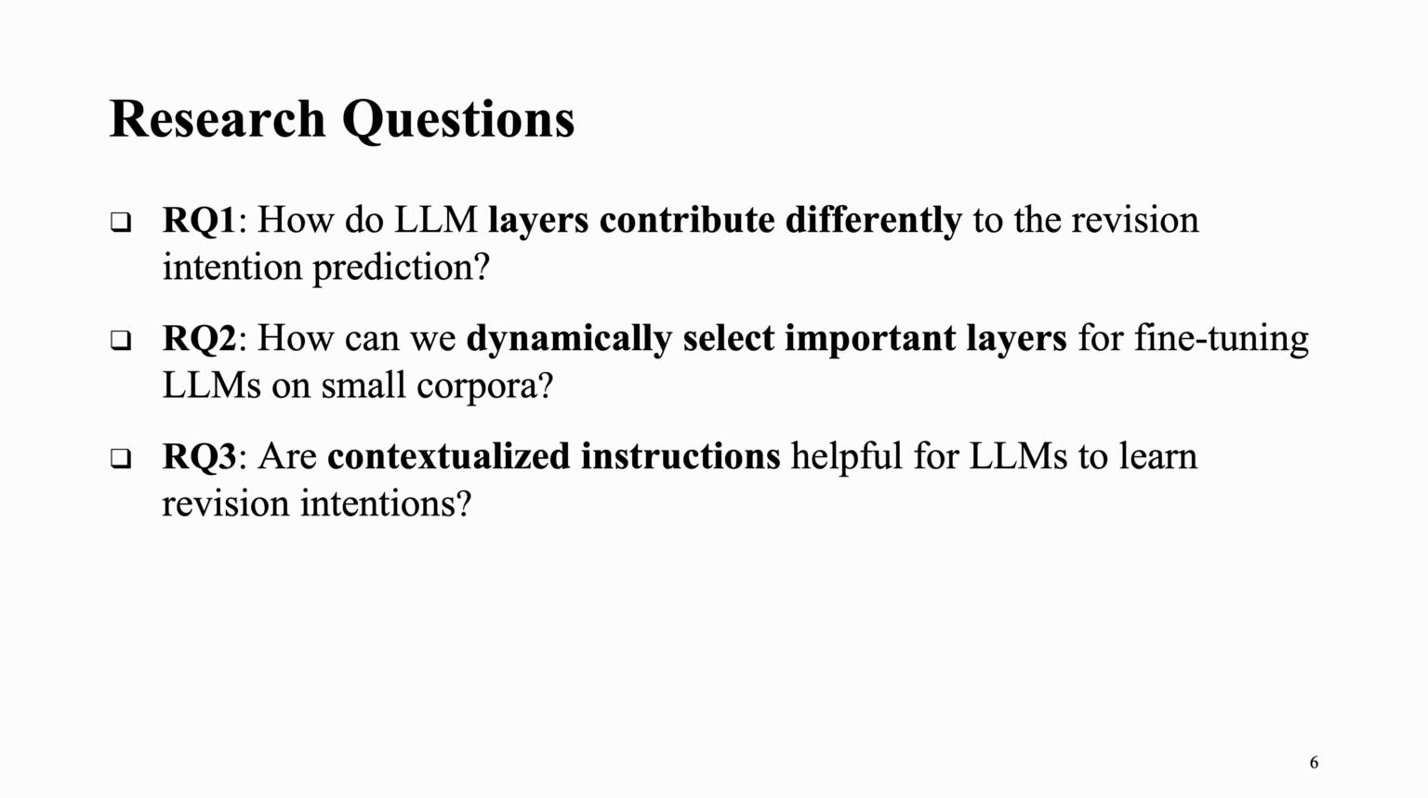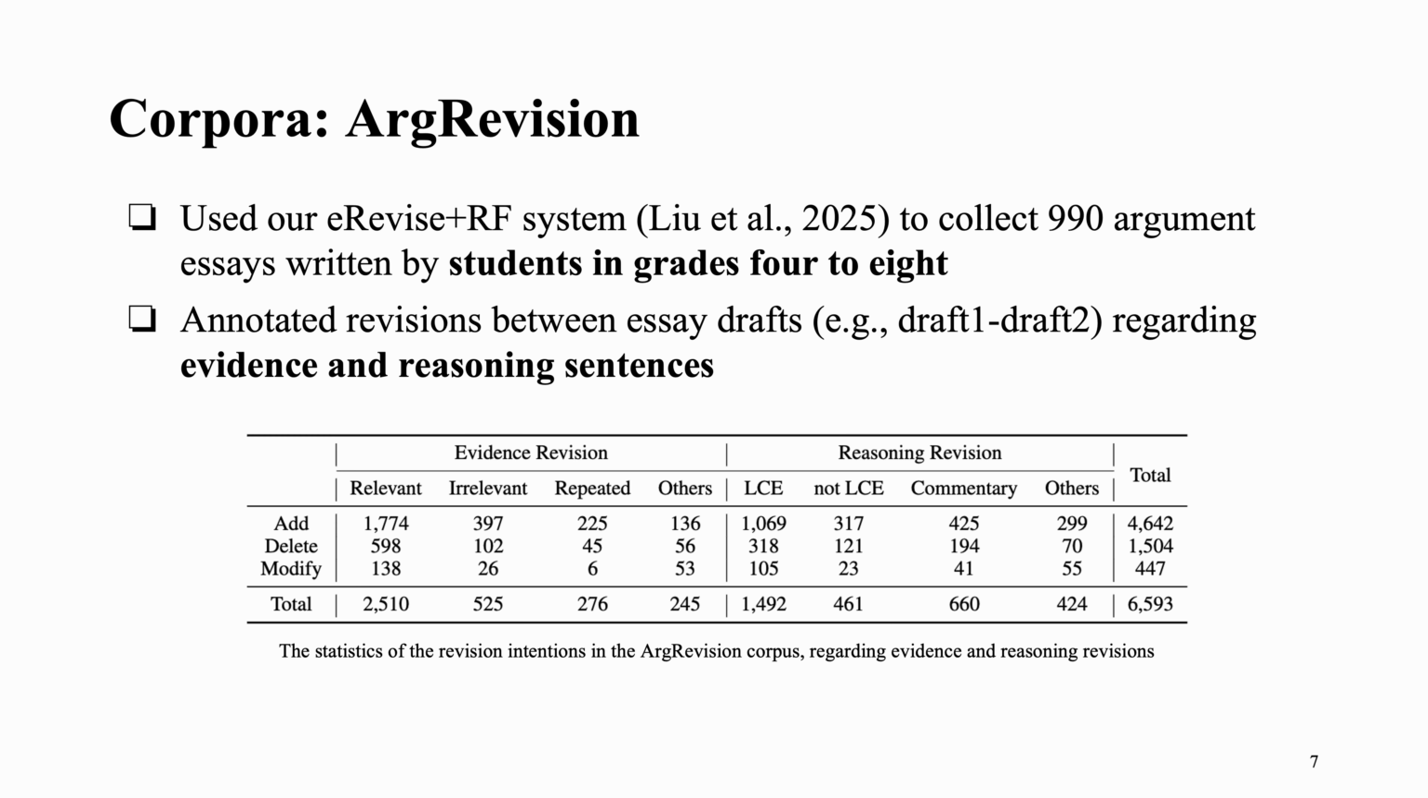To start, we curated an augmented revision corpus called ArgRevision. Specifically, we used our previously developed eRevise Plus RF system to collect 990 argument essays written by students in grades 4 to 8. And then we annotated revisions between essay drafts, for example, between draft 1 and draft 2, regarding evidence and reasoning sentences. The table below shows the statistically annotated intentions. The labels are skewed, like many relevant revisions, but a few repeated revisions, also many additions, a few modifications.